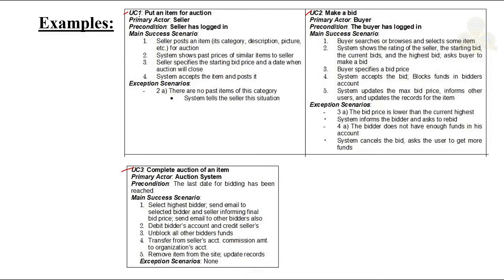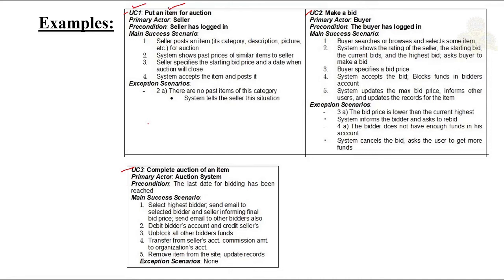Now use case 1, the goal of this one is to put an item for auction. This we call the numbering of the use case, and then we have the name of the use case. The name is nothing but the goal of the use case. You need not write the goal separately, because it comes in the name itself. Use case 2, what is the purpose of this one? To make a bid. Use case 3, the name is complete auction of an item.